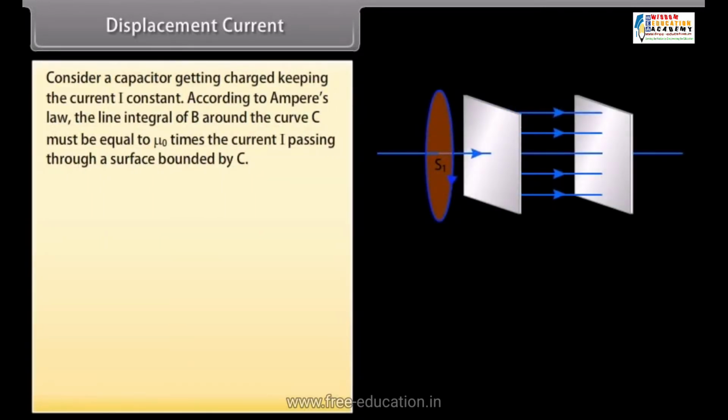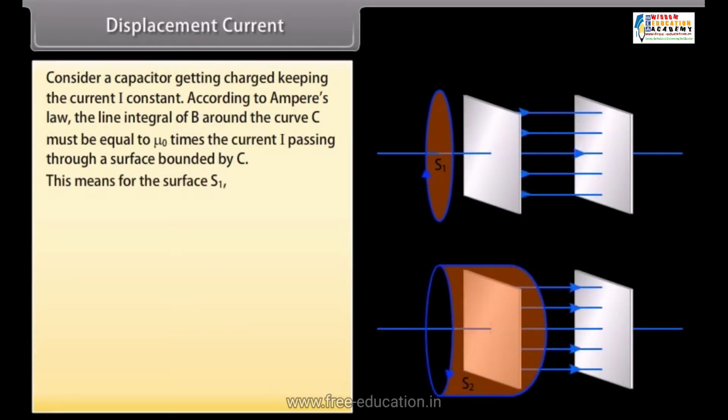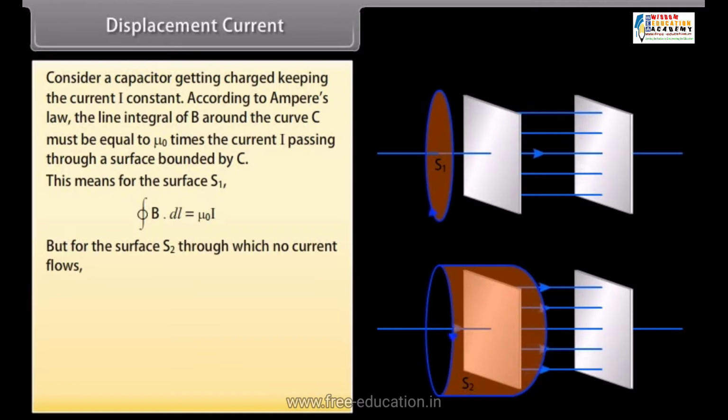Consider a capacitor getting charged, keeping the current I constant. According to Ampere's law, the line integral of B around the curve C must be equal to mu naught times the current I passing through a surface bounded by C. This means for the surface S1, the closed integral of B dot dl is equal to mu naught I. But for the surface S2, through which no current flows, the closed integral of B dot dl is equal to 0. It means there is an inconsistency.